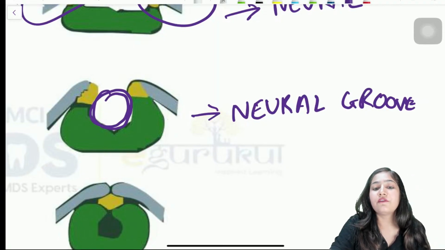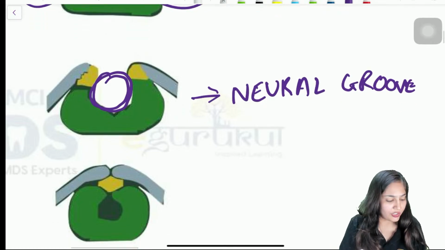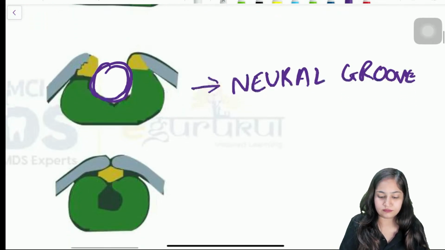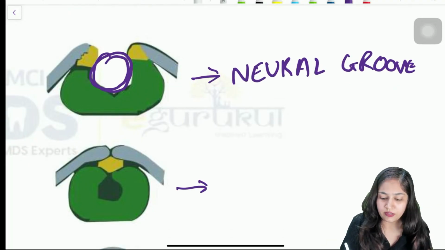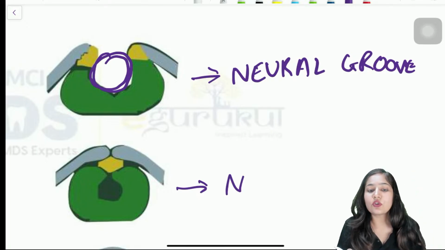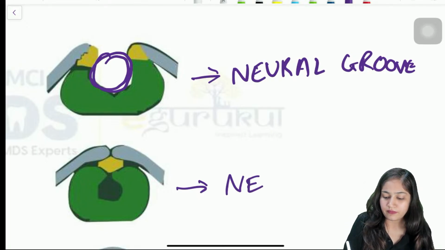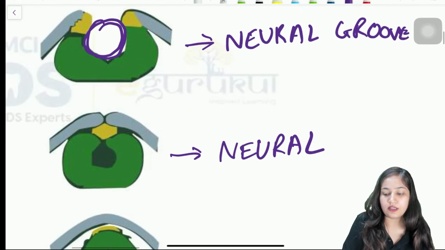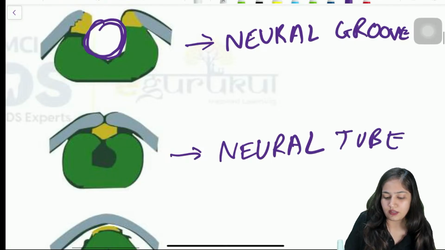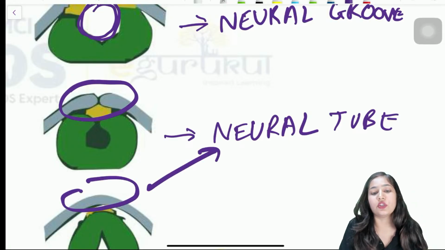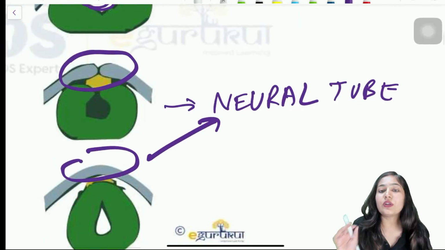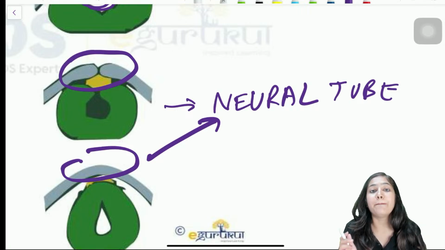These folds fuse together and form the neural tube. Am I audible? Everything is okay? Neural tube, right? Here you can see these folds fuse together and lead to the formation of the neural tube. Now this neural tube is involved in the formation of what? Brain and spinal cord.